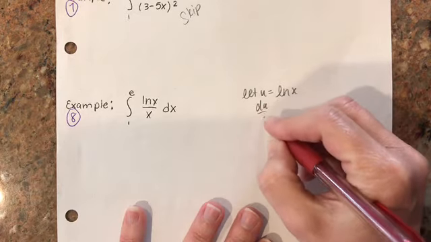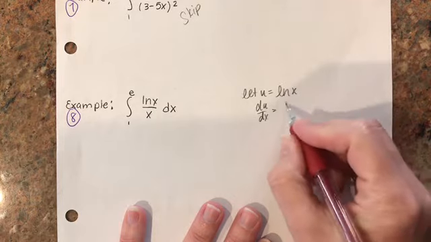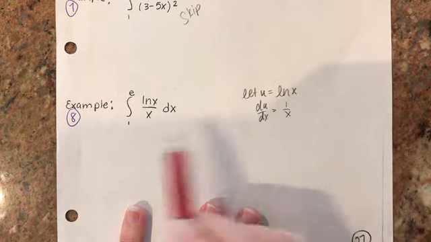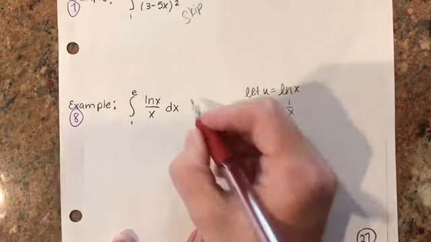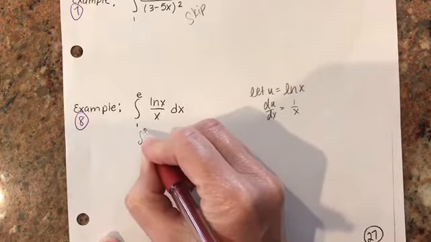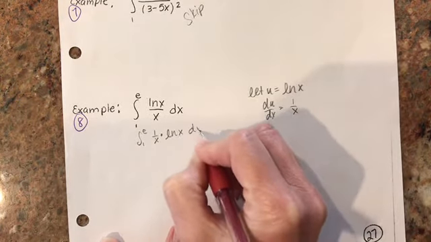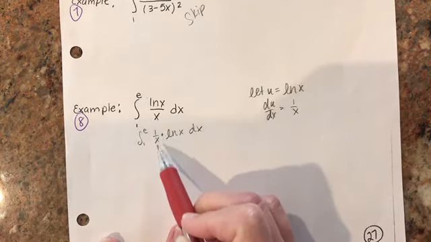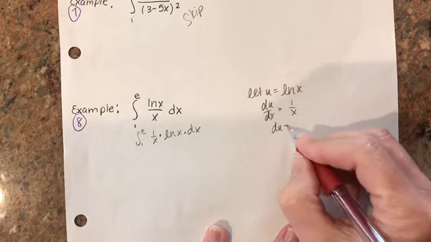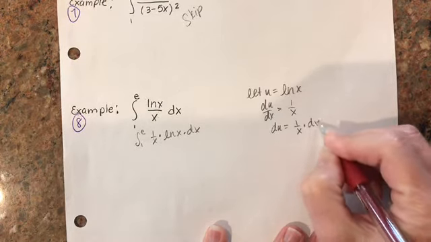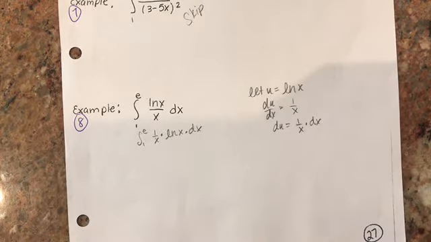So du over dx equals, the derivative of natural log, you guys remember, is 1 over x. That's going to help us, because isn't this a 1 over x right here? So I could rewrite the original problem as 1 over x times natural log of x dx. Does that make sense? This x you could write as 1 over x out front. So now if we get du by itself, it's 1 over x times dx. We like this. We have a 1 over x and we have a dx. We're ready to go ahead and plug in.